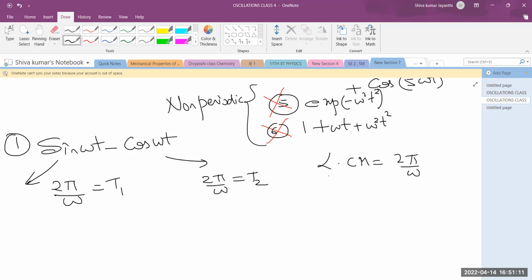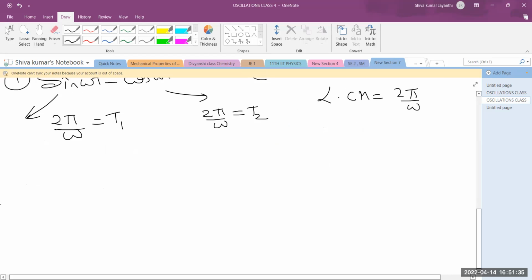Remember how we did? How do we convert it? Multiply and divide by root 2. That is the easiest and simplest way to convert a given function into a single function. We did that earlier. Same thing we are doing now. Earlier we did this. Yes, sir, we multiply and divide by root 2.